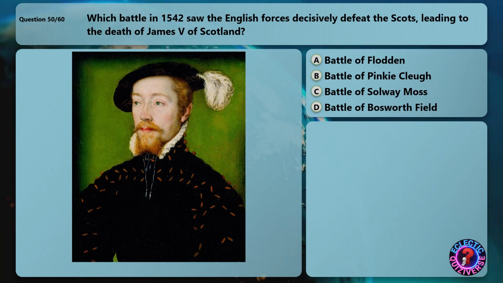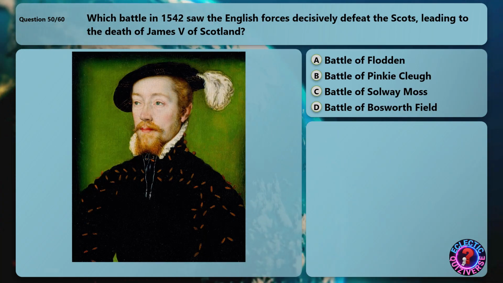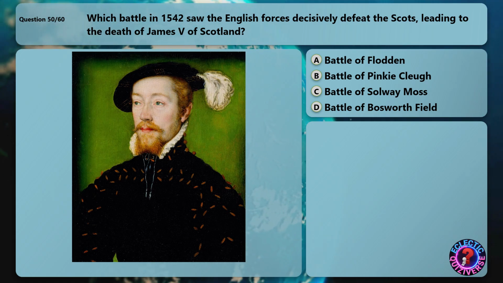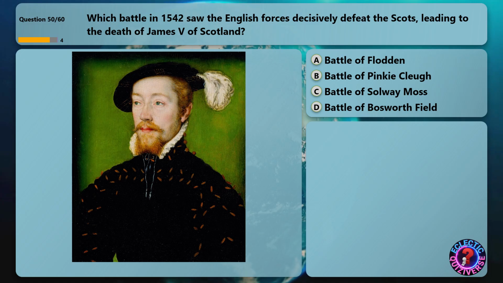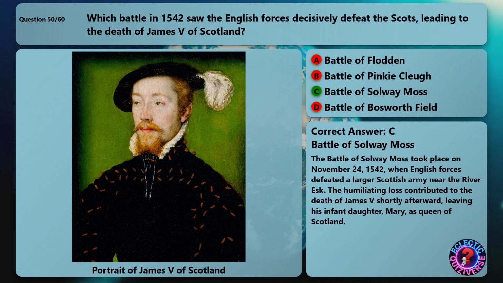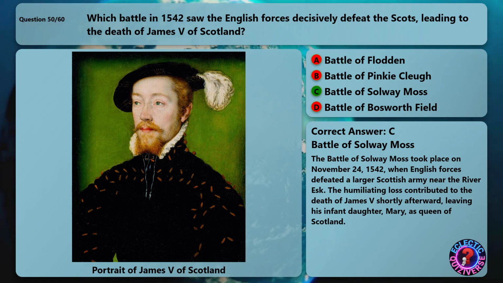Which battle in 1542 saw the English forces decisively defeat the Scots, leading to the death of James V of Scotland? The correct answer is Battle of Solway Moss. The Battle of Solway Moss took place on November 24, 1542, when English forces defeated a larger Scottish army near the River Esk. The humiliating loss contributed to the death of James V shortly afterward, leaving his infant daughter, Mary, as Queen of Scotland.